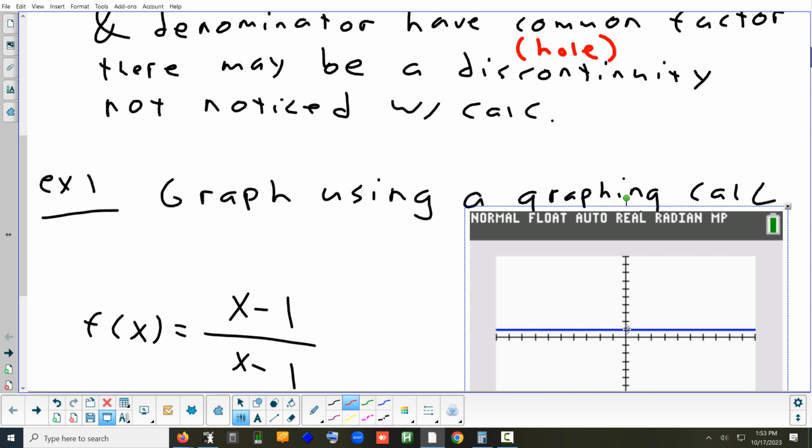But we know that you can't plug in, what number again? 1. So what you should do, you should almost erase that part that's right there and draw it as a hole. So it should look like this. That's how you show there's a hole in the graph.